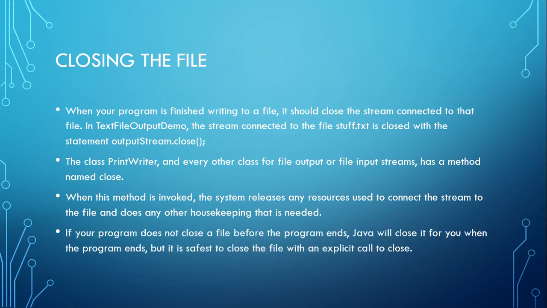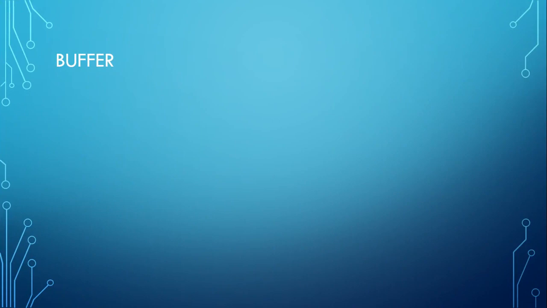Now, if your program does not close a file before the program ends, Java will close it for you when the program terminates. But it's safest to close the file with an explicit call to close. So even though you say, hey, I'm not going to close the file, Java will do it for me, it's really a better practice to put that explicit close in there, because that explicit call is going to make sure that it terminates correctly. All right, that has to do partially with our next slide here, with the buffer.